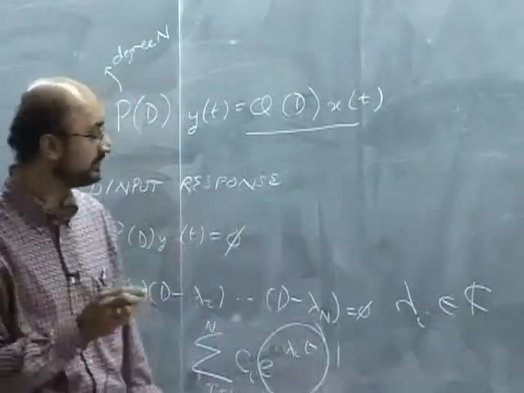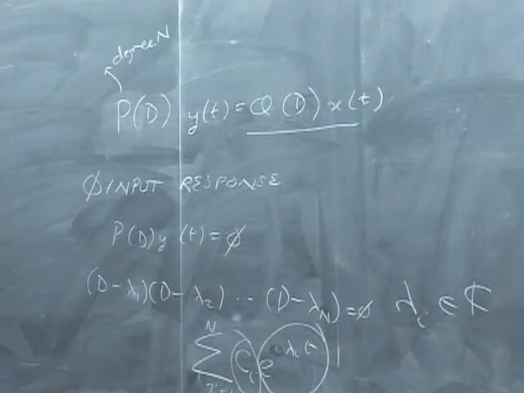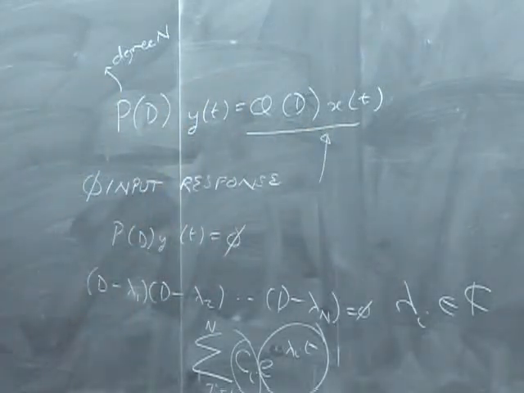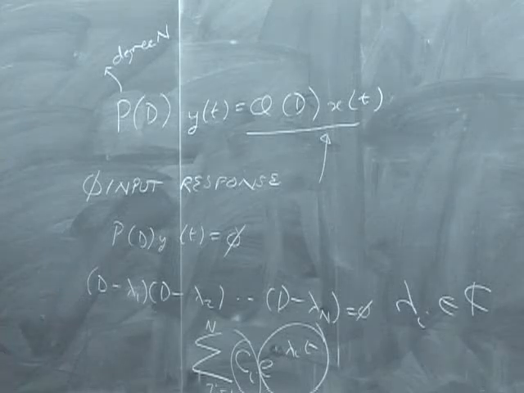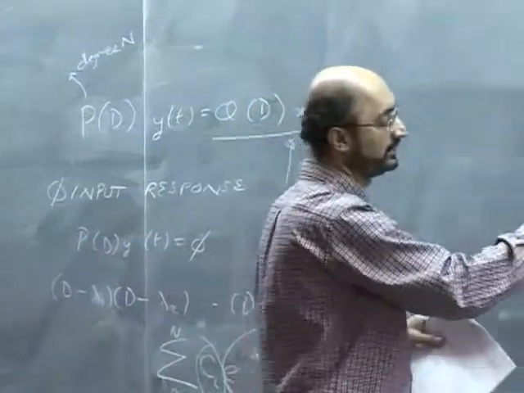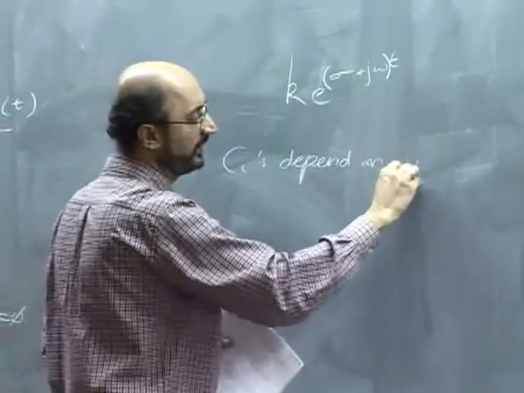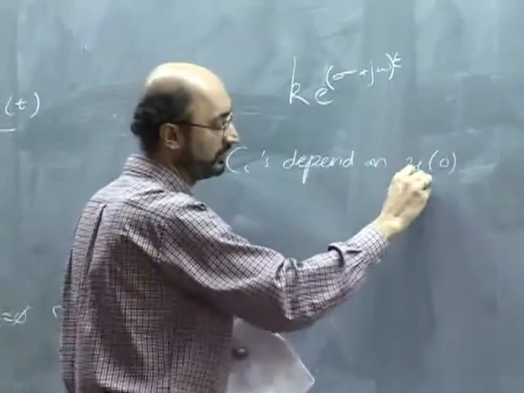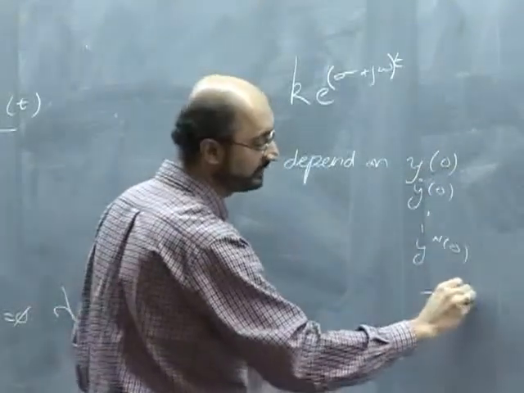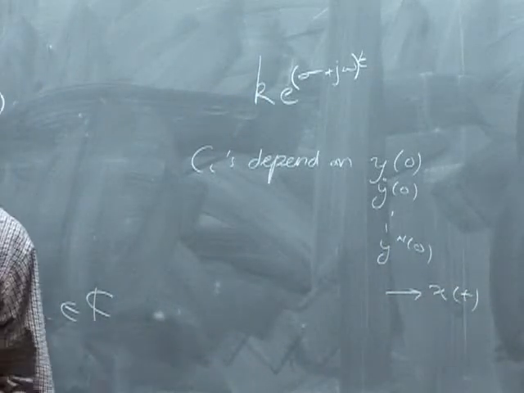The one thing I should point out is where do these CIs come from? I never tell you where the CIs come from. At the end of the day, they're going to come from the xts, because at time 0 we're going to match the outputs. So the CIs depend on essentially y0, y dot 0, etc., y to the n 0, which in turn depend on the xt on the right hand side. So that's how we find what the CIs are.